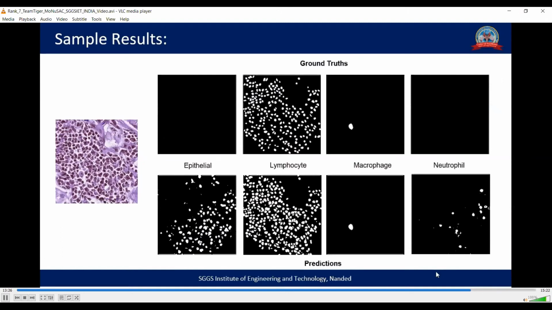Here is the second sample image from the test set. The second and third models of our proposed approach correctly segment the lymphocyte and macrophage cells respectively. But at the same time, our proposed approach predicts some false positives too, which can be observed in the epithelial and neutrophil images of the prediction.